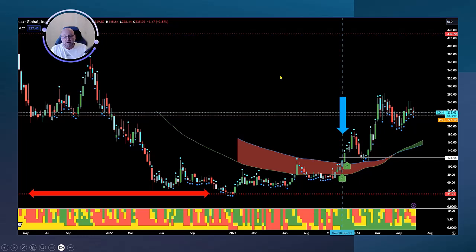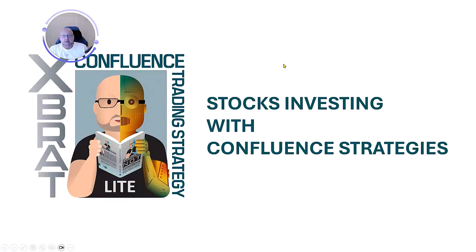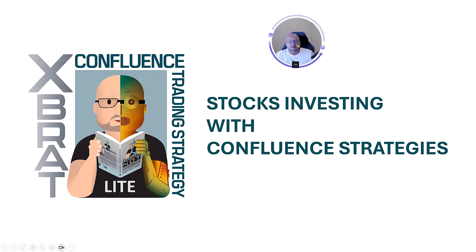And again, that's that line in the sand down at the bottom there, and those highs at the top there. So we've got a big region of price to get through. So this is the confluence strategy. Stocks investing with the confluence strategy is very important. So remember, the xBrat algo is part of this.